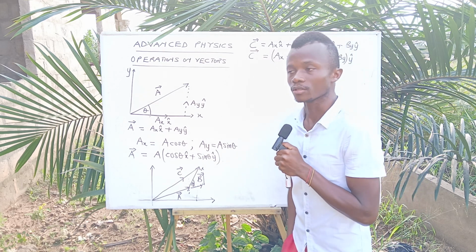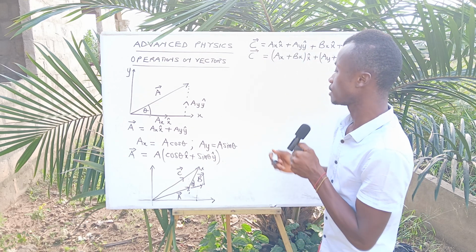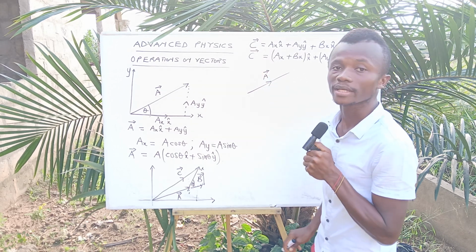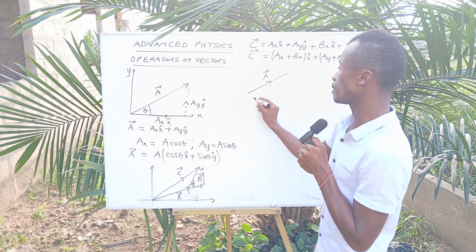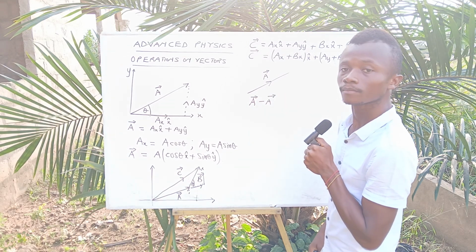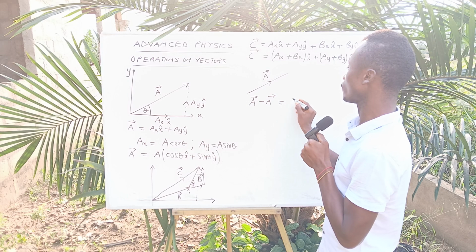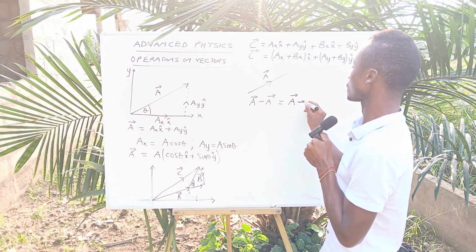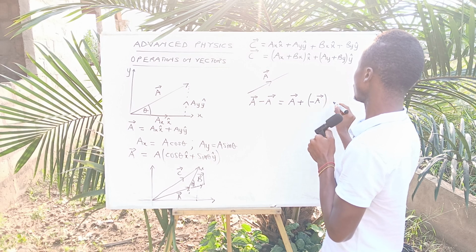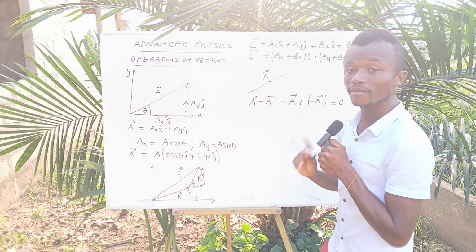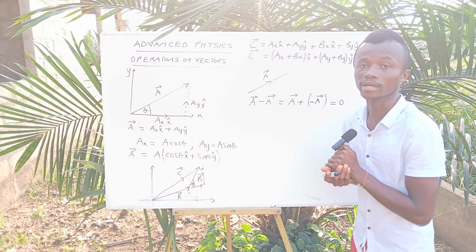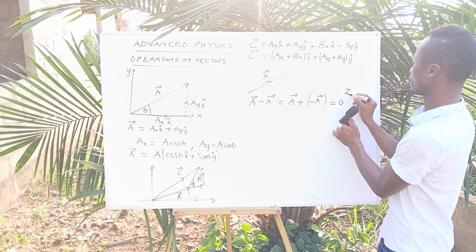Now, vectors can also be subtracted. For instance, if you have a vector a and you want to get a zero vector, it is simply by subtracting vector a from itself. That can be written as vector a plus the negative of a. That will give you 0. So if a vector is added to its negative, it gives you 0, a 0 vector. This is what we call a 0 vector.